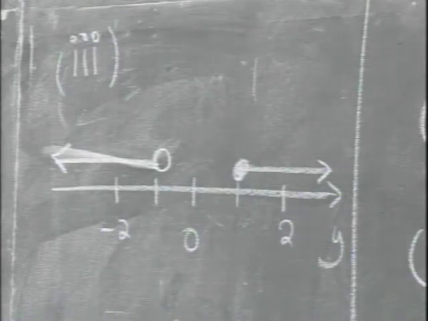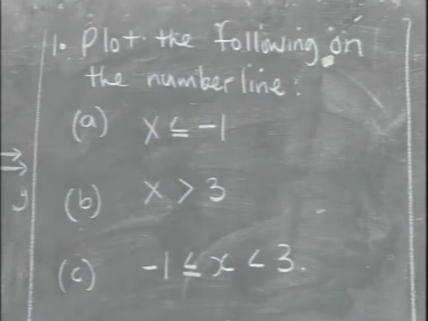Yeah, but then it says x is less than or equal to negative 1. Less than. The other way around. That's greater than. But that one it says less than. X is less than negative 1. Is 2 greater than or less than negative 1? Negative 2 is less than negative 1. How come you've got the arrow pointing the other way?